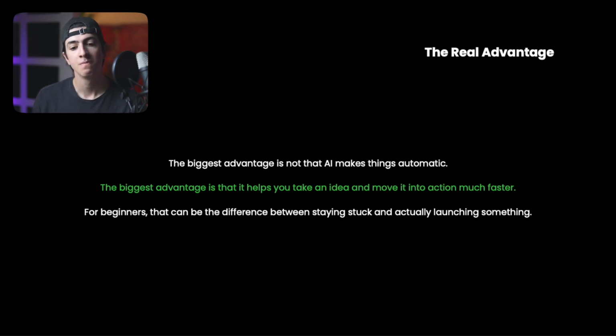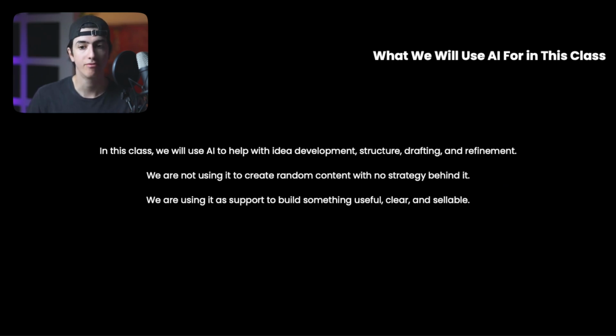The biggest advantage here is that AI helps you take an idea and move it into action much faster than you would without AI. For beginners, it's going to be the difference between staying stuck somewhere and actually launching something. And as we discussed in the previous slide of this lesson, if you have multiple ideas and you don't take action on them, they just don't count. It's like thin air. But if you start taking action on your ideas and launching them and seeing how the market responds, then you're moving forward. And this is the key to a successful digital product business, especially if you're a creative professional.